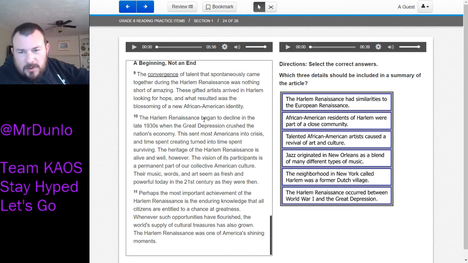Which three details should be included in a summary of the article? So if I were just asking you, hey, what's this article about?